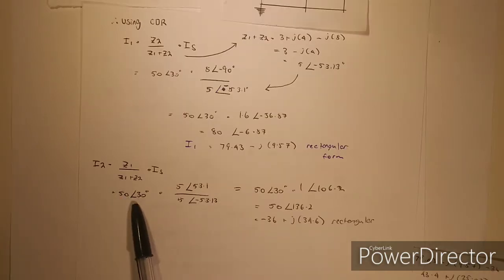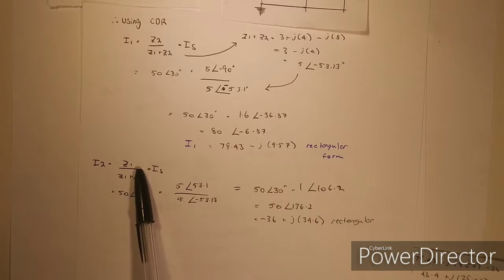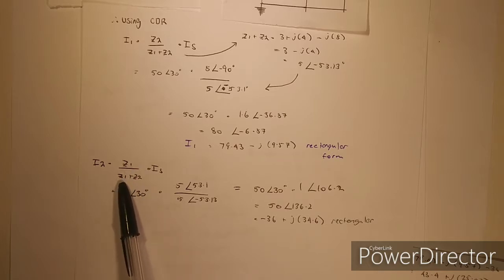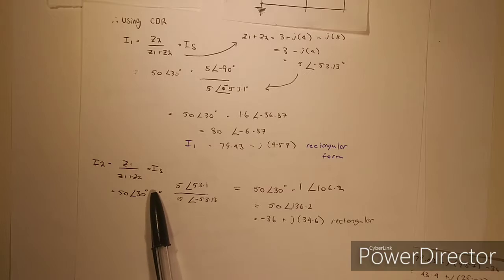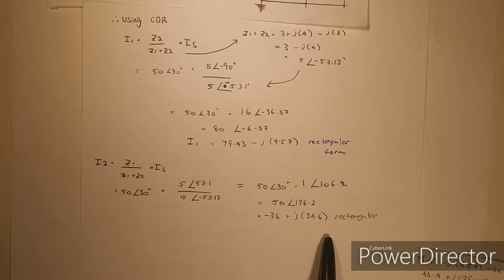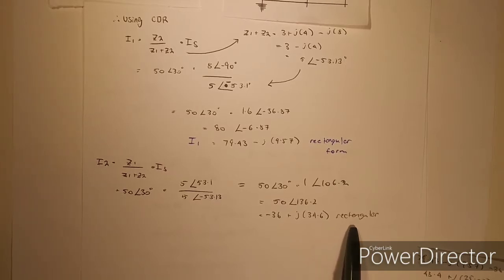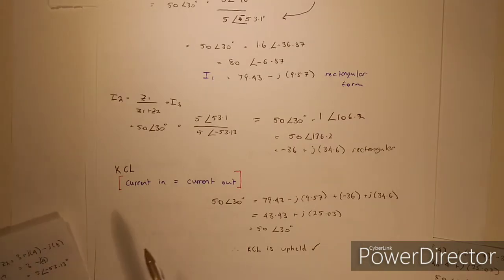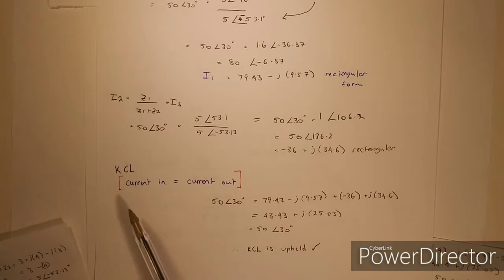I2 is solved exactly the same way. Now we use Z1, so the opposite, over Z1 plus Z2 times IS. So solving the exact same way, you get negative 36 plus j34.6 in rectangular form.